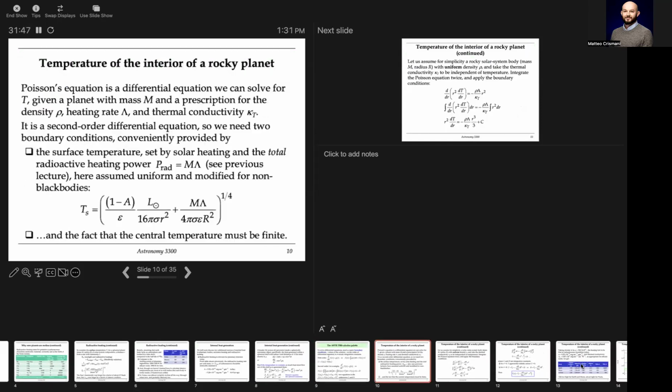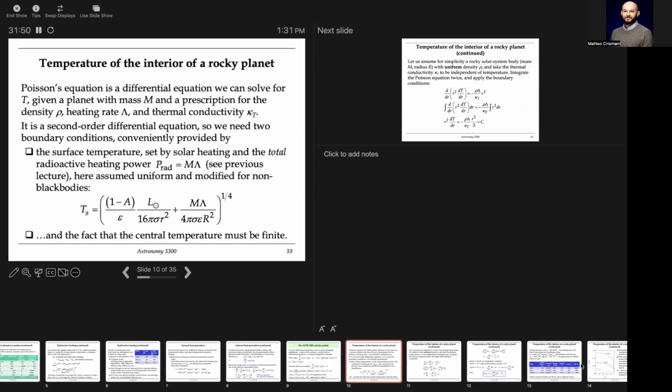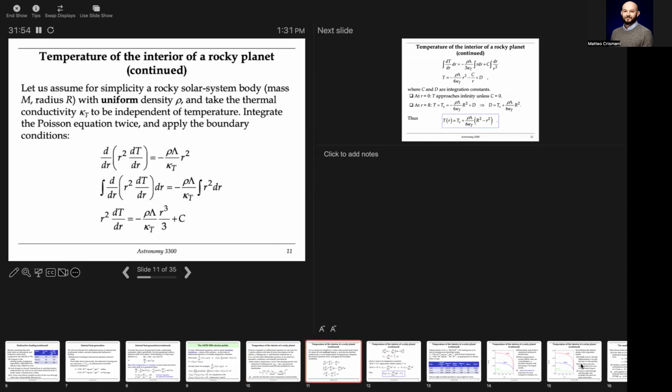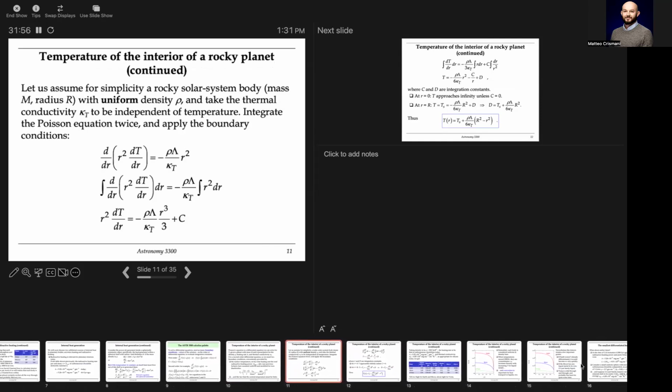So what's the integral of r squared? R cubed over 3. Good. Ready to go. There it is, right? All right, so now I've got an r squared on one side and an r on the other. So now what do I do? Just divide. And then I'm going to do it again for T, and I'm going to apply the boundary condition for each.